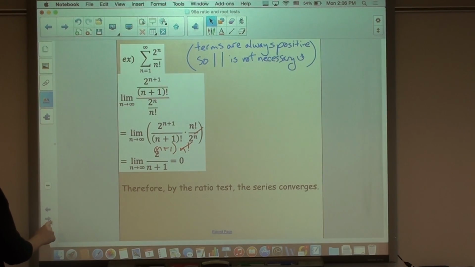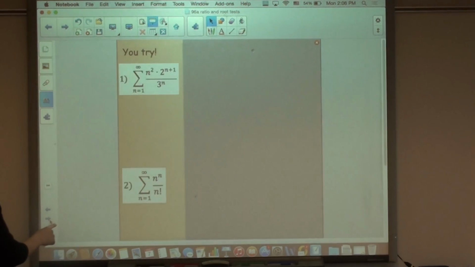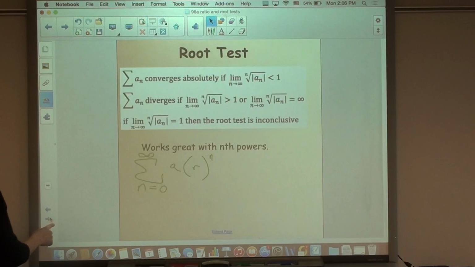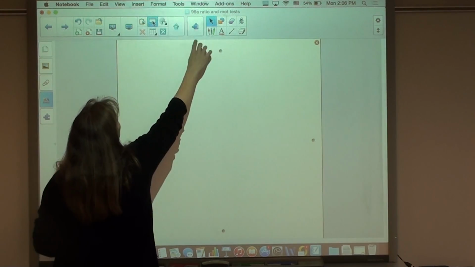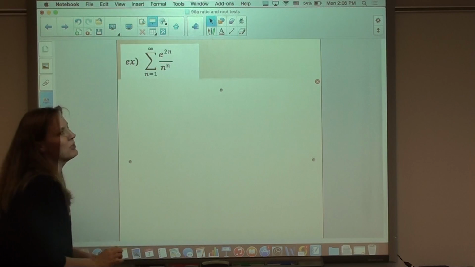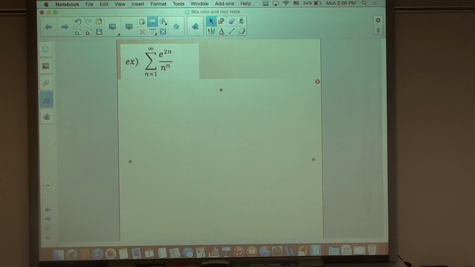Take the limit of the nth root of a sub n. Okay, here we go. So, first example. We have the sum of e to the 2n over n to the n.